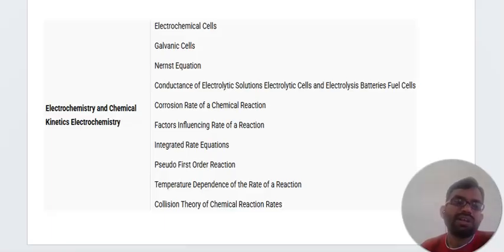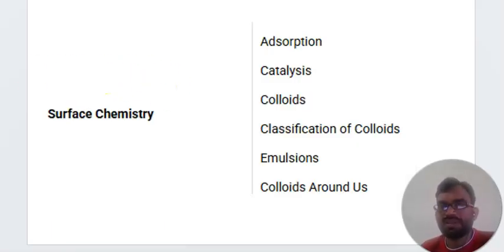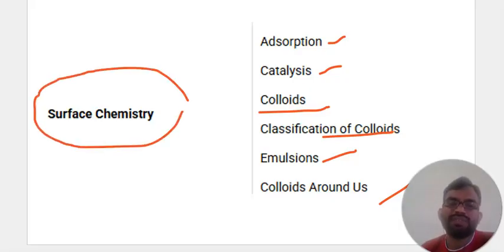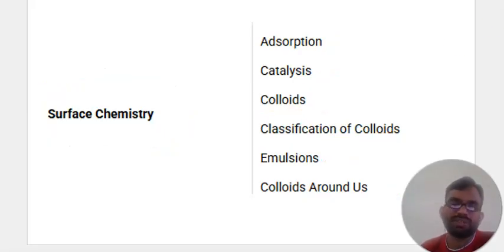You can see the next chapter is our surface chemistry. Especially in surface chemistry, the important topics are adsorption, catalysis, and colloids, and classification of colloids, structures like emulsions, and colloids around us. These are the important subtopics of surface chemistry, and they are very important to understand for our IIT JEE Mains. Surface chemistry plays a major role, especially in other competitive exams also.